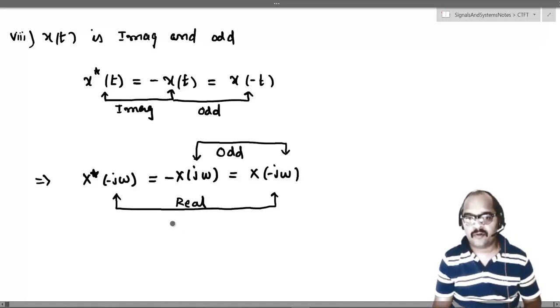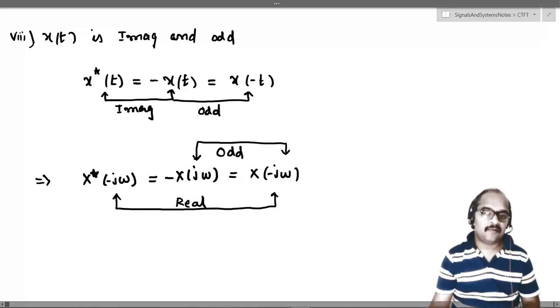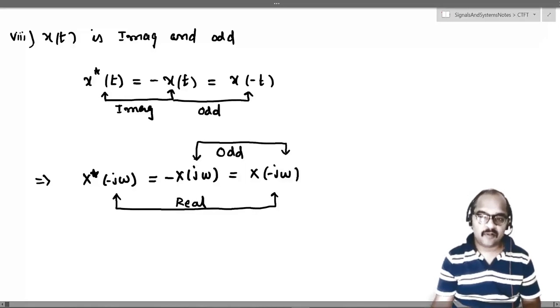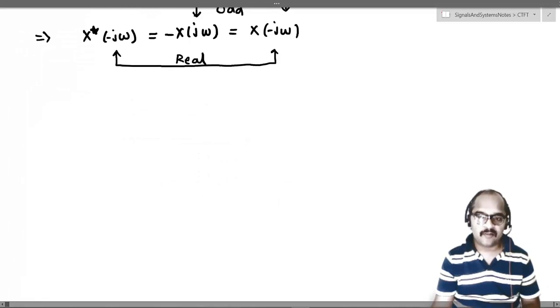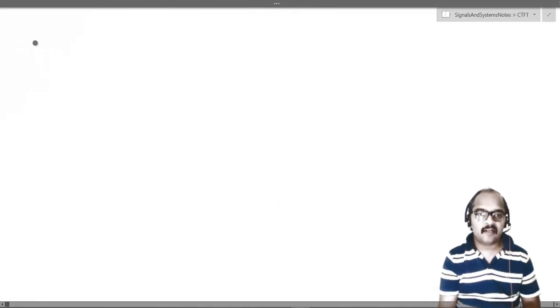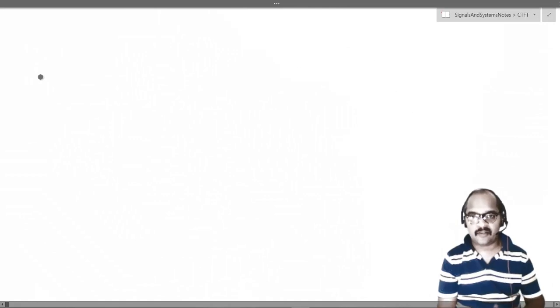So definitely we get one question from this. Just as homework, please write down all these properties on a single page, so that it would be handy for you.